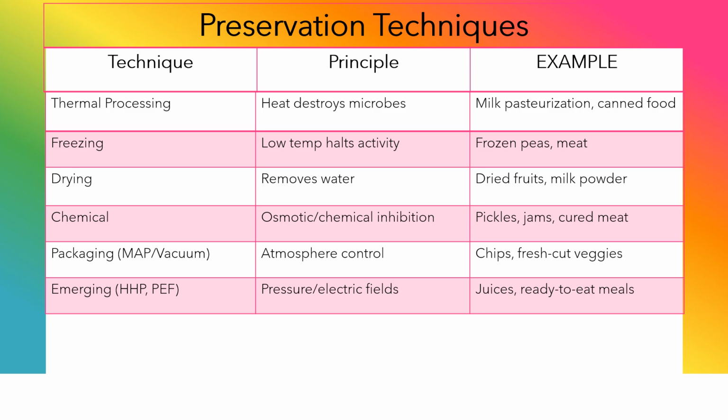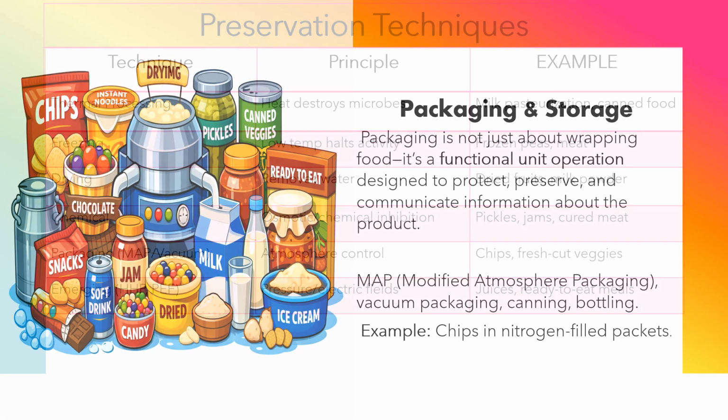Last but not the least, we have emerging techniques. It includes HHP and PEF. HHP stands for high hydrostatic pressure, and PEF stands for pulsed electric field, and irradiation. So the principle is non-thermal methods that inactivate microbes while retaining fresh-like quality. For example, fresh juices or ready-to-eat salads.